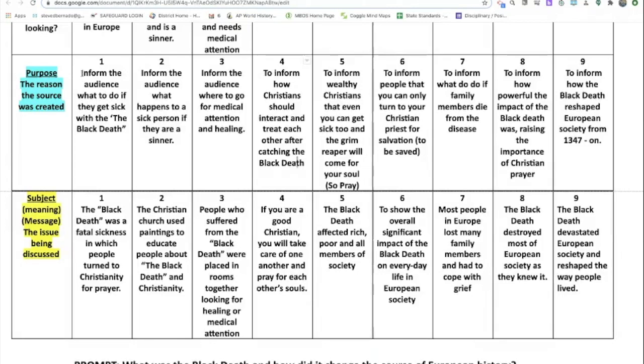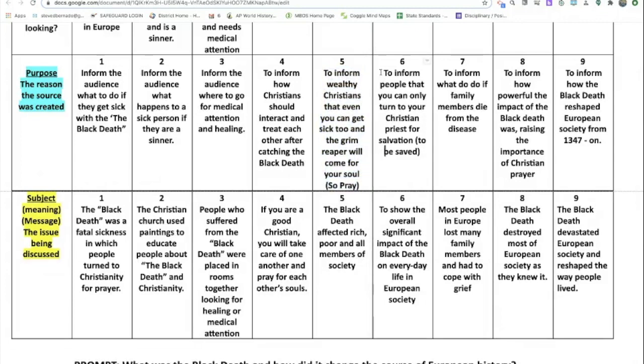Okay, purpose: to inform the audience what to do if you get sick. Okay, so there's a Christian influence in there. To inform the audience what happens to a sick person if they're a sinner. More evidence of a Christian influence. To inform the audience where to go for medical attention and healing. Okay, that there was some medical attention. How Christians should interact and treat each other. More Christian tradition. To inform wealthy Christians that even you can get sick. So pray. More Christian influence.